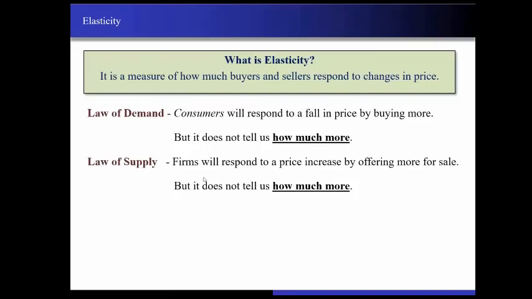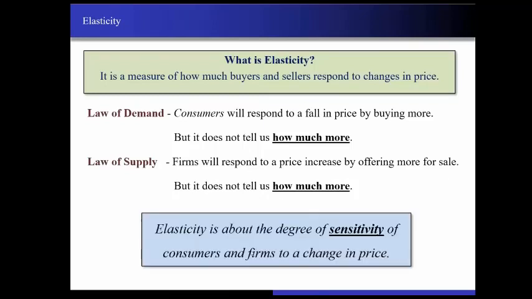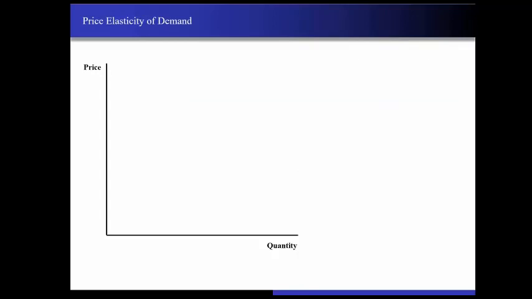Same with supply. We know firms would respond in a positive way to a price increase, offer more for sale, but we don't say how much more. So elasticity is about the degree of sensitivity of consumers and firms to a change in the price. Just think intuitively, what is the price of cigarettes now? It's something like almost $20 a pack. If it's a good one, like $18. The price has increased a lot. But if it went up another dollar, the quantity demanded probably wouldn't change all that much.